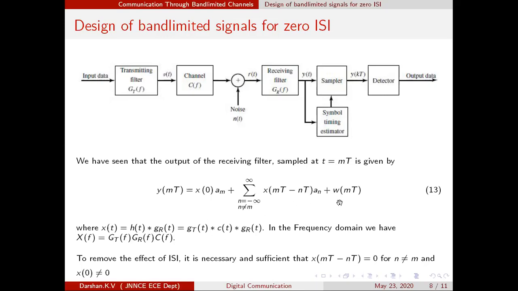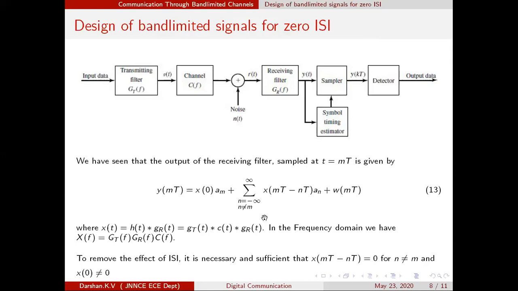So therefore, what are you left with? X of 0 into A of M, which is the desired quantity. This concept is called making zero ISI, design of band-limited signals for zero ISI. So how to do that? Carefully observe this particular expression. I want to make the ISI 0. So which is contributing to the ISI? This summation term is contributing to the ISI.